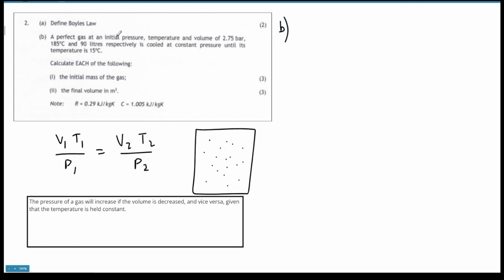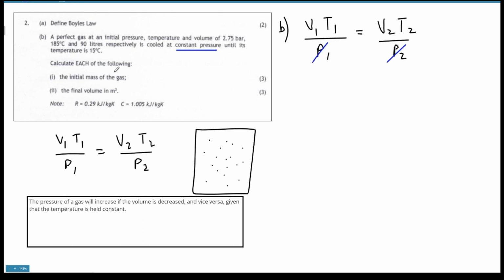Let's have a look then at part B. So we're using a perfect gas of initial pressure and a temperature, blah blah blah, and then it's cooled at a constant pressure. So this is actually going to be the other one, Charles's law. So I'm going to be using this exact formula. We've got V1, T1, P1 is equal to V2, T2, and P2. And because we're keeping a constant pressure, the pressure can be knocked out.